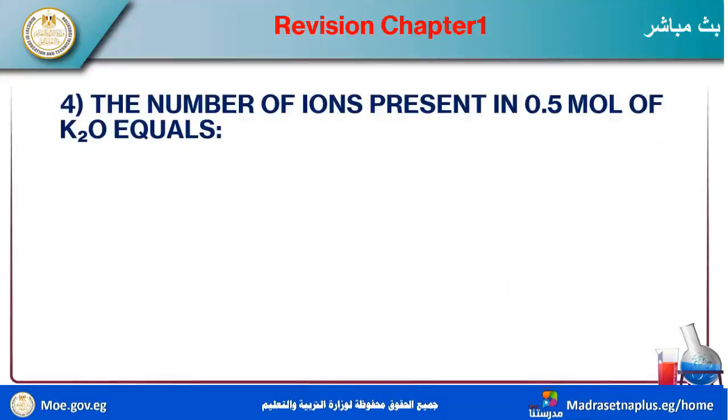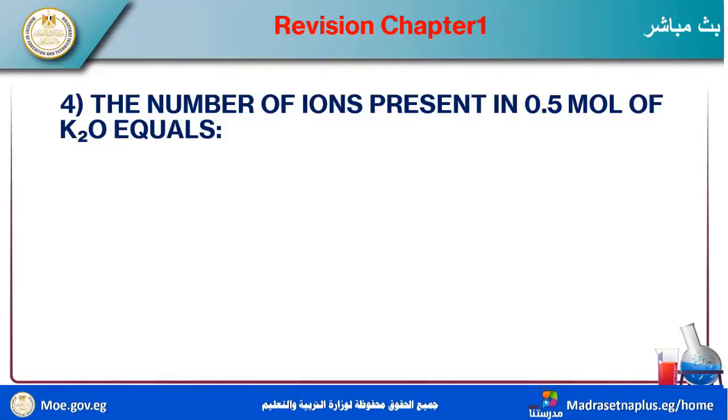Number 4: the number of ions present in 0.5 moles of K2O. Now K2O equals 2K plus O, so we have 3 moles of ions. This problem depends on the total number of ions, not oxygen ions or potassium ions alone. We depend on K2 and O1, so this is 3 moles of ions per 1 mole, so 0.5 mole equals 1.5 moles.